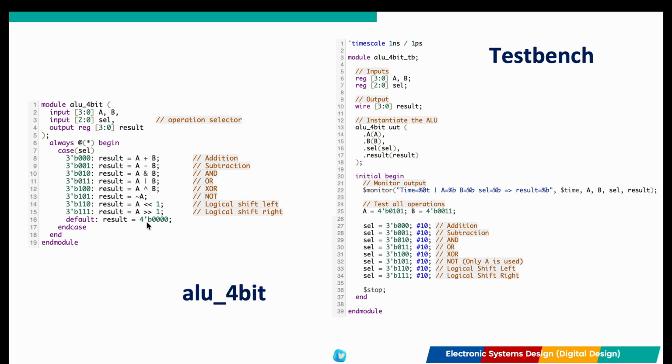ALU_4bit_TB. We set our test constant A as 5 and B as 3, represented by binary 0101 and 0011 respectively. Then we cycle through every possible state of the select line, select 000 up until select 111. Then we monitor the output waveform.